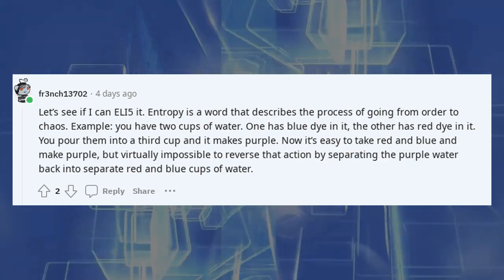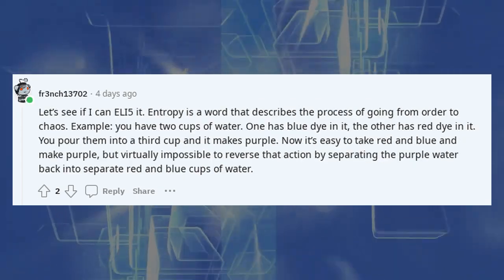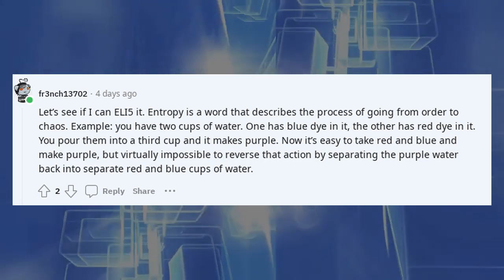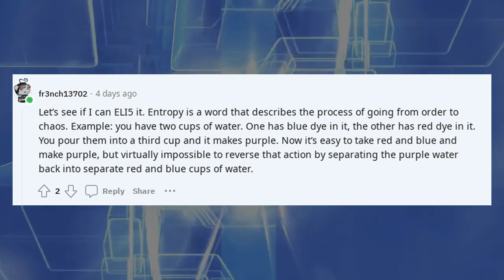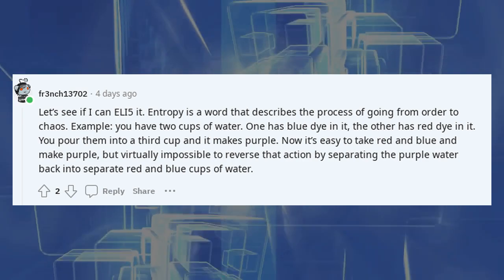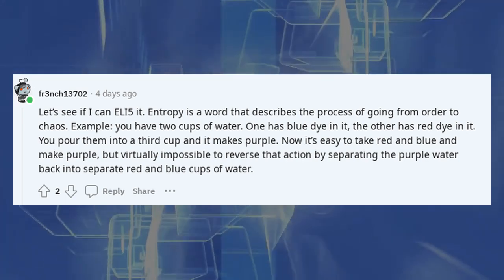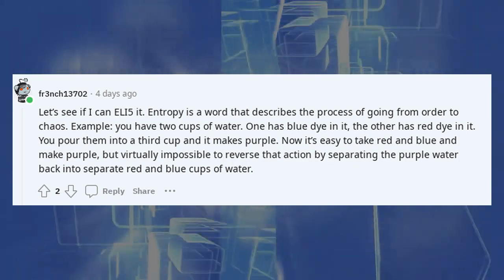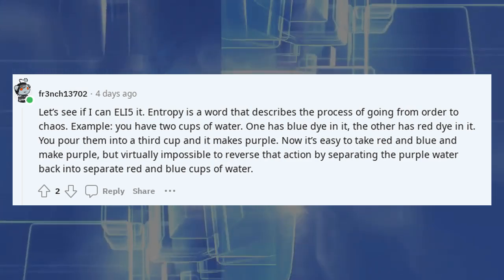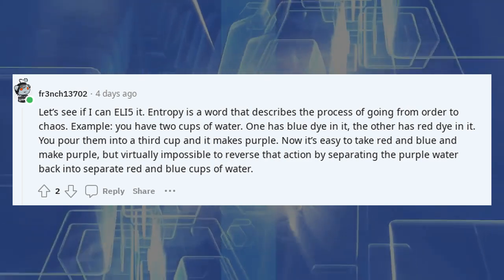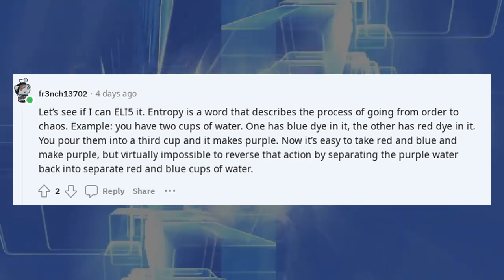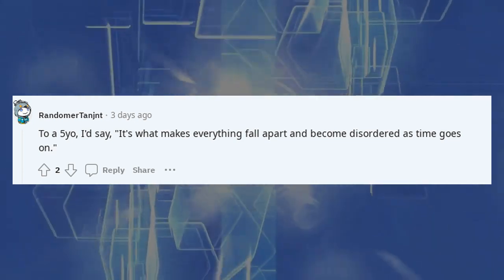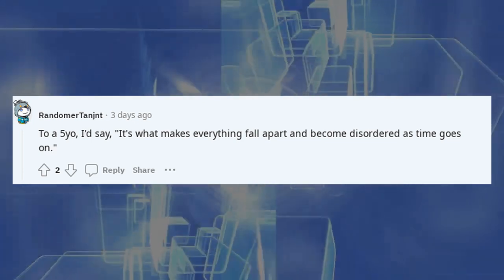Let's see if I can explain it like I'm 5. Entropy is a word that describes the process of going from order to chaos. Example: you have 2 cups of water. One has blue dye in it. The other has red dye in it. You pour them into a third cup and it makes purple. Now it's easy to take red and blue and make purple, but virtually impossible to reverse that action by separating the purple water back into separate red and blue cups of water. To a 5-yo, I'd say, it's what makes everything fall apart and become disordered as time goes on.